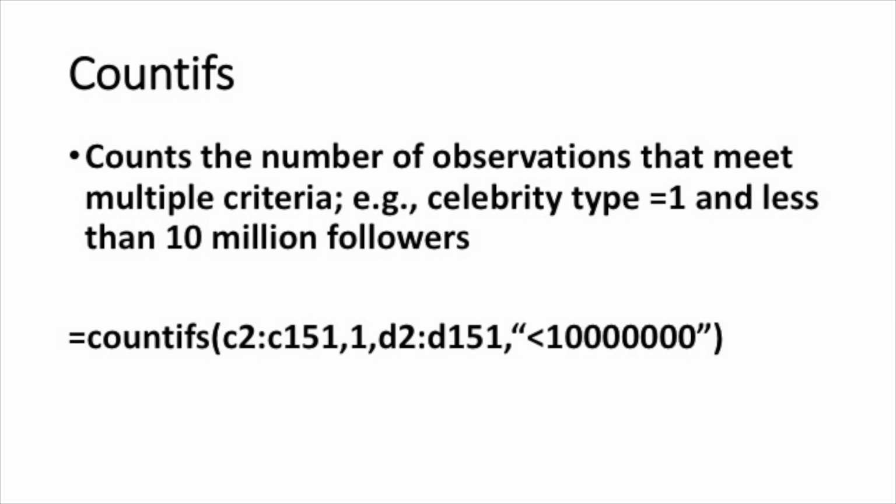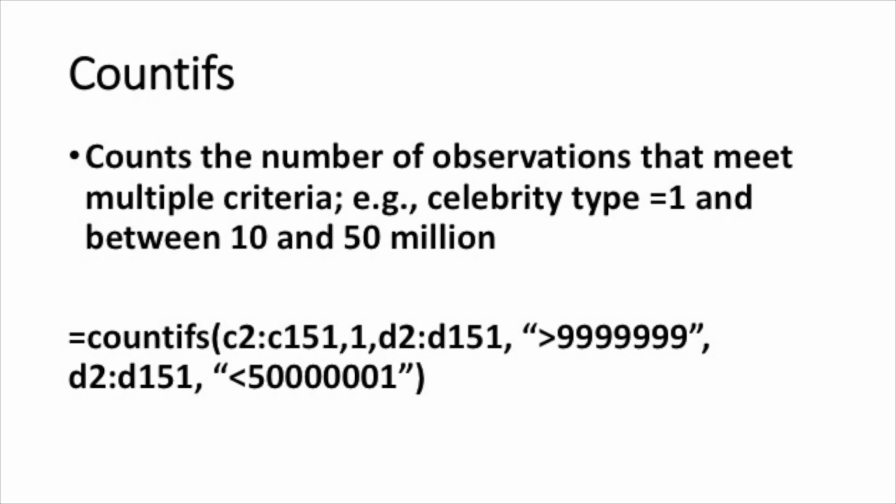Equals COUNTIFS, parenthesis, C2 colon C151, comma 1. So here we're telling Excel we want to go into the C column and tell us how many celebrity types equal 1, which would be actors, comma D2 colon D151, comma, quotation mark, and yes, the quotation mark is important here, less than 10 million. Close quotation mark, and then close parenthesis. In the second part of the formula, we're telling Excel we want you to go into the D column, which is where we have the number of followers, and tell us how many are less than 10 million.